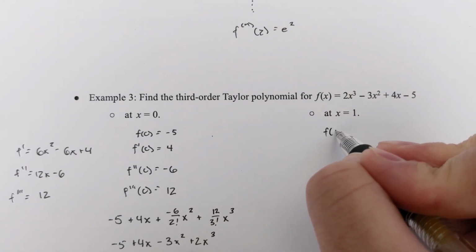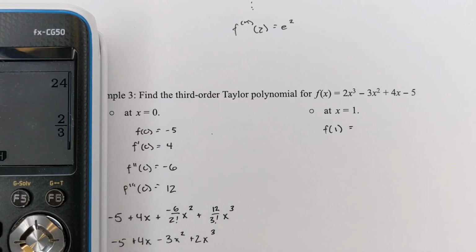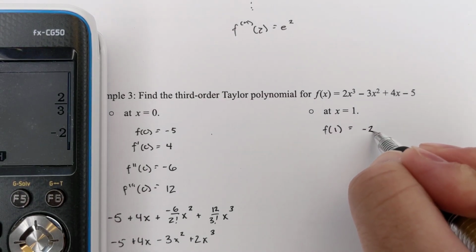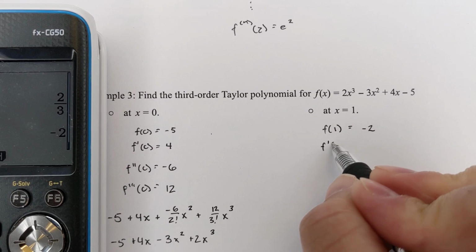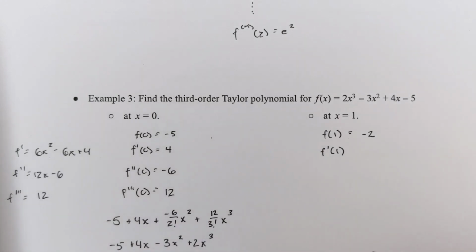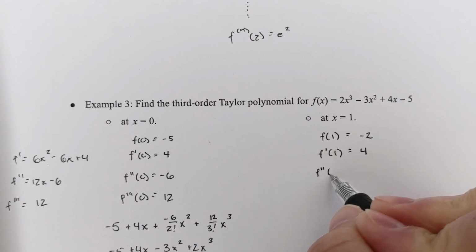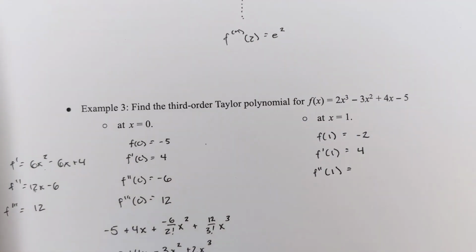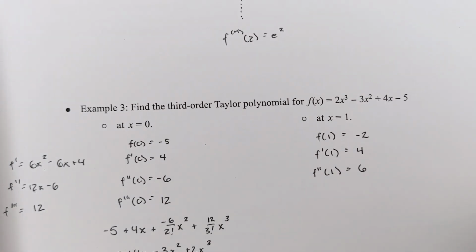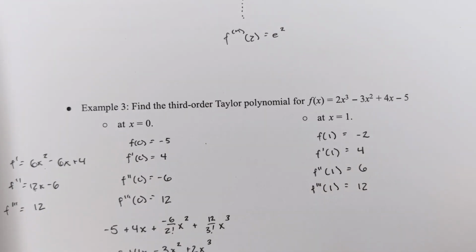So over here, f of 1 is going to be 2 minus 3 plus 4 minus 5. So this is -2. This first derivative of 1, well, I already have my first derivative equations over here. So if I plug 1 into this equation, I get 6 minus 6 plus 4, which is 4. Second derivative at 1, so that's this. It's going to be 12 minus 6, or 6. And the third derivative at 1 is just going to be 12 again.